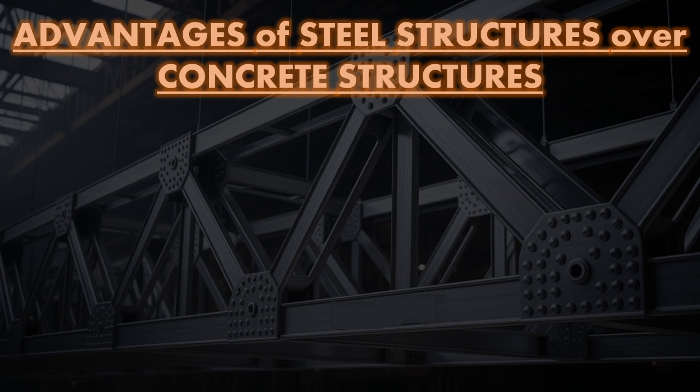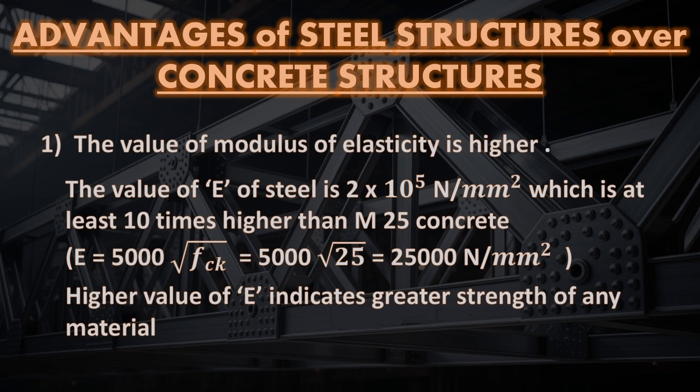Advantages of steel structures over concrete structures. 1. The value of modulus of elasticity is higher. The value of E of steel is 2 into 10 power 5 Newton per millimeter square, which is at least 10 times higher than M25 concrete. E equals 5,000 root fck equals 5,000 root 25 is equal to 25,000 Newton per mm square. Higher value of E indicates greater strength of any material.